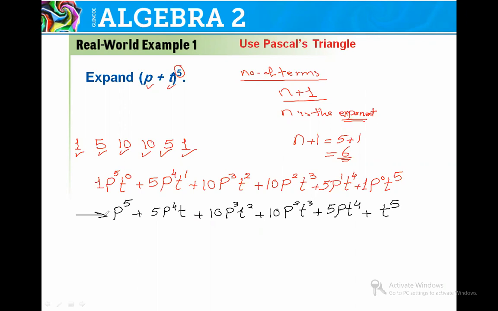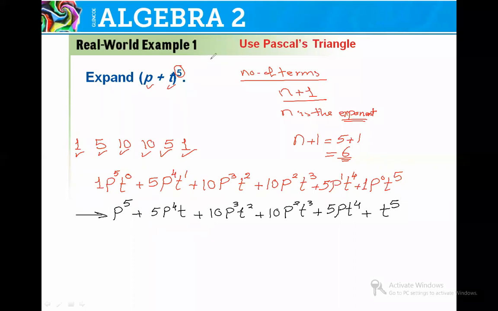Then I put the second coefficient, which is 5. I take one from the power 5 and give it to t, so b becomes power 4 and t becomes power 1. Then plus, I take the third coefficient, which is 10. I take one more from b to t, so b becomes power 3 and t becomes power 2. In the same way until we reach t power 5 at the end.